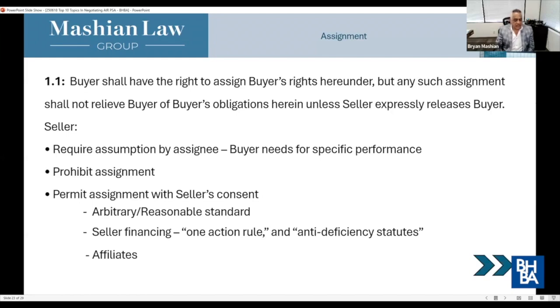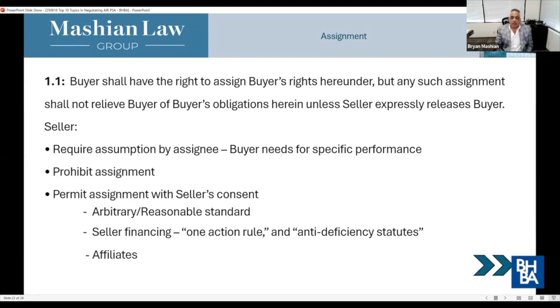If there is seller financing, then there may be a separate independent justification for the seller to want to require that the buyer obtain the seller's consent for the buyer to assign the contract, because the seller may not want to finance anybody, even though in California we have the one action rule and the anti-deficiency statutes, which, in a gross summary, mean the seller can only foreclose on the property. I can't sue the buyer for any deficiency if the buyer doesn't pay the loan.